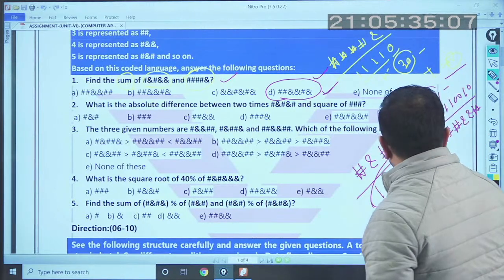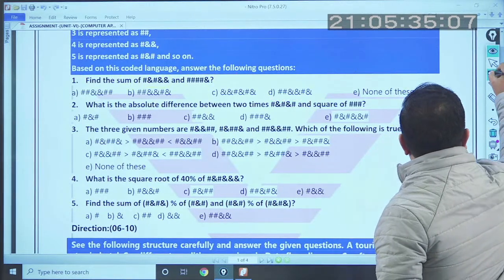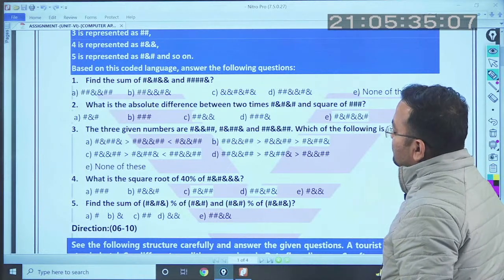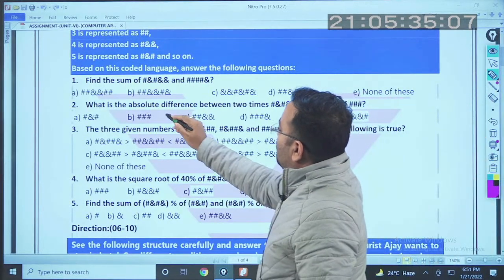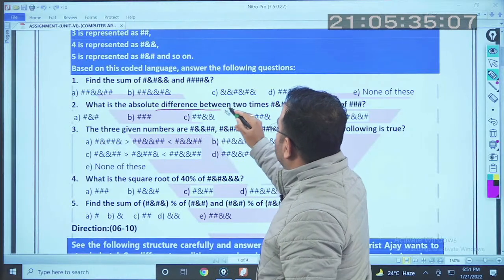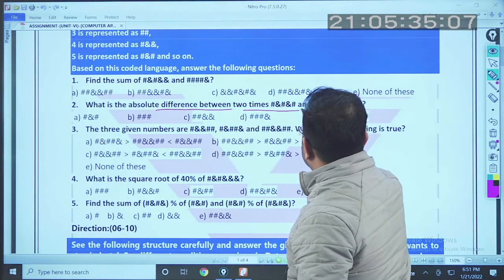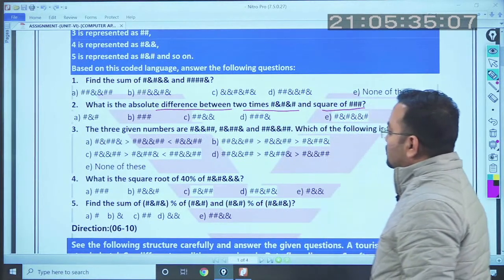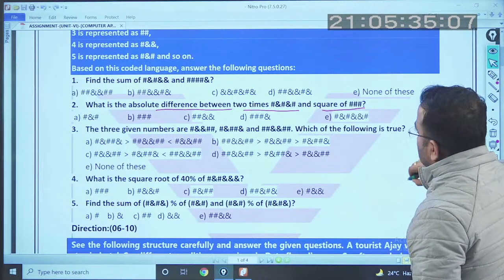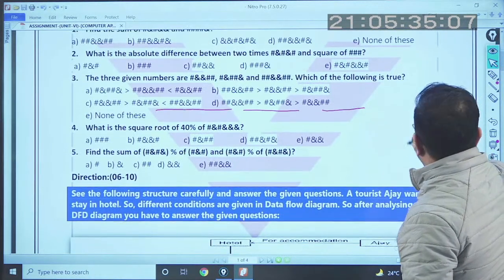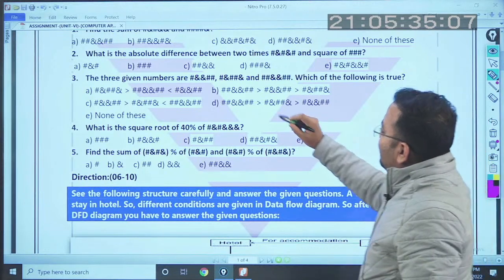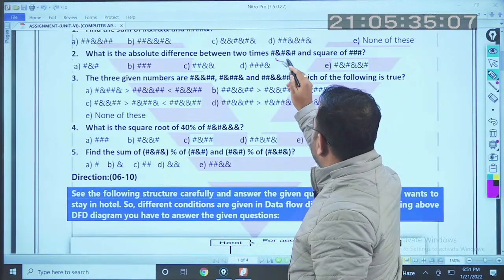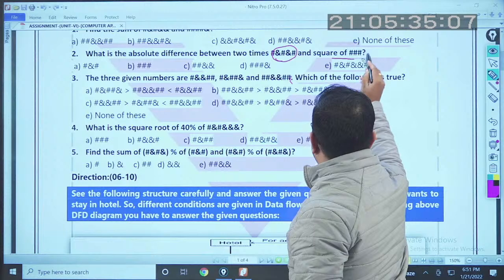Okay, then go to the second question. So, what will be the second question and what will the answer be? Students, see, the second question is asking for the absolute difference between 2 times of this and the square of this. Very popular question. So, students, go for this question. This is question number 2. It has given the absolute difference between 2 times of this and square of this.